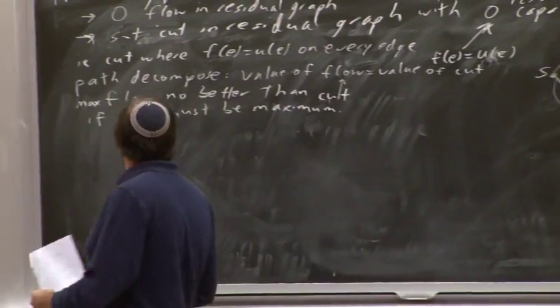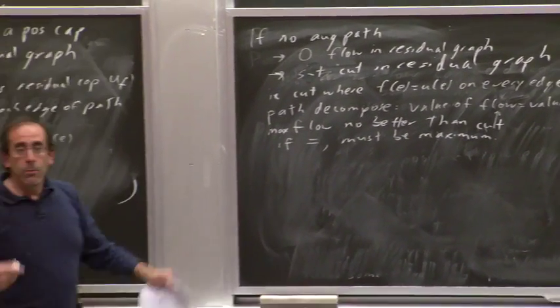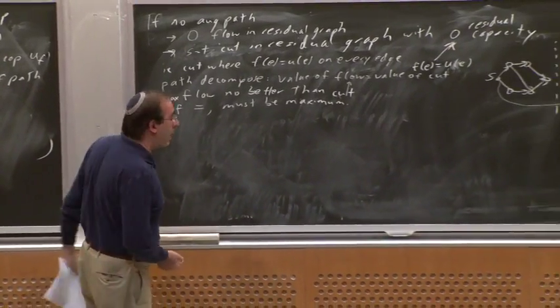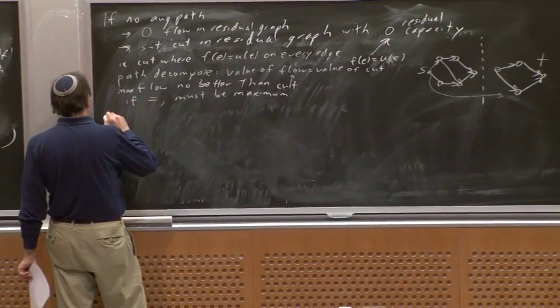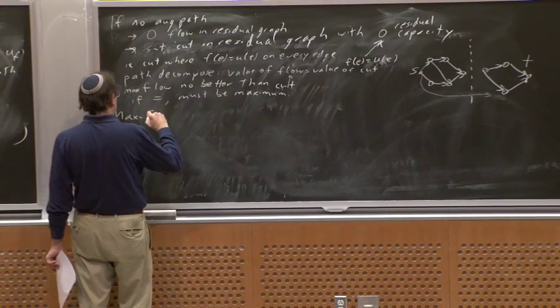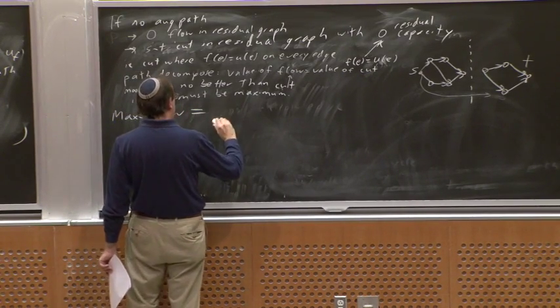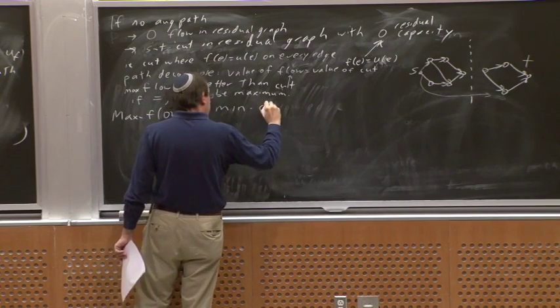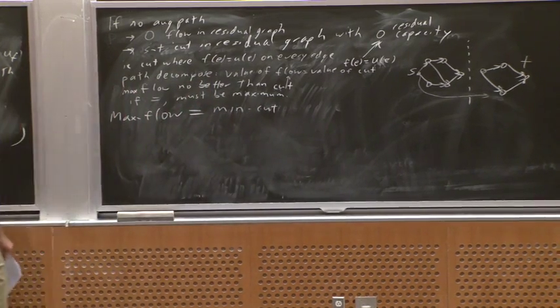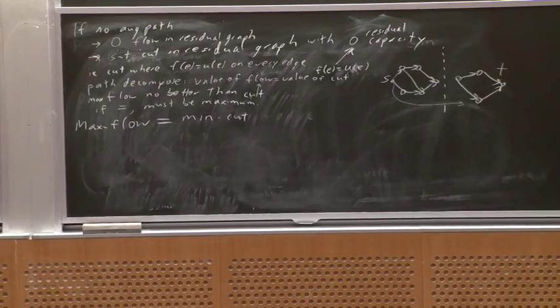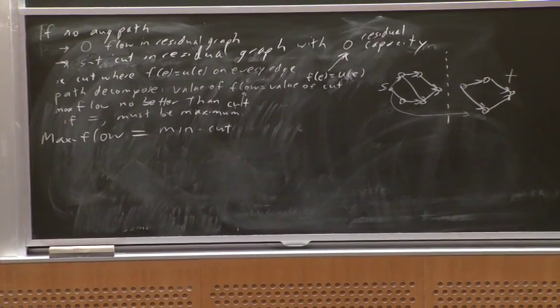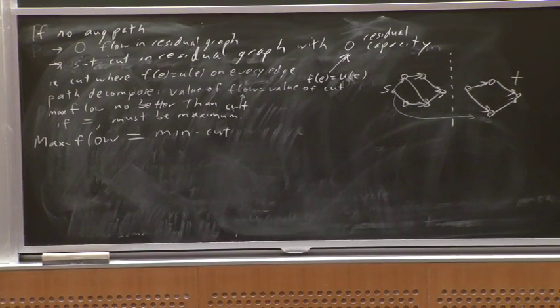Right? So we have now proven one of the most celebrated results in combinatorial optimization, which is the max flow min cut theorem, which I won't bother writing by name because the theorem is the title. The value of the maximum flow you can find in a graph is equal to the minimum value of any cut that exists in that graph.